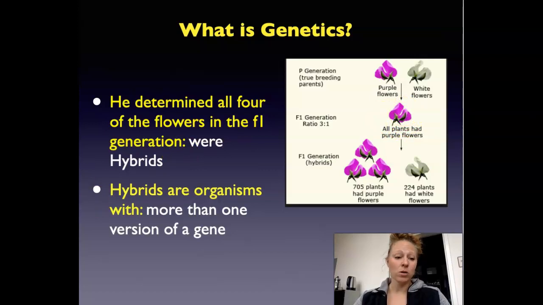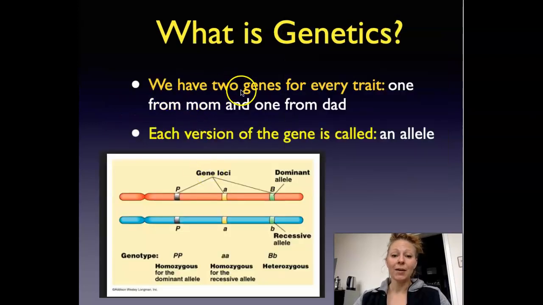And how does that work? Well, we have genes for every trait, one from mom and one from dad. So we said that we have 46 chromosomes, or 23 pairs. Let's say that this is our second chromosome, or our 15th chromosome. It doesn't really matter. So this is the chromosome. This is our 15th chromosome from mom, and this is our 15th chromosome from dad.